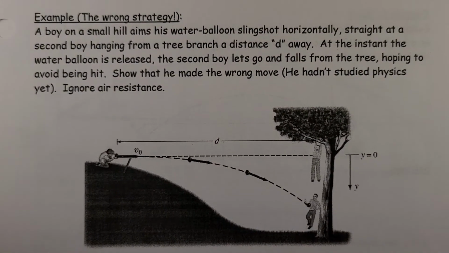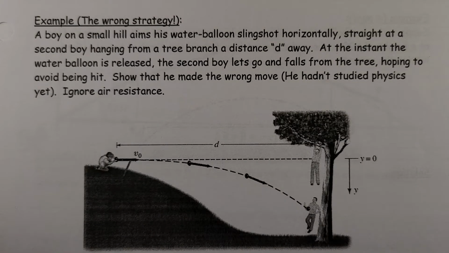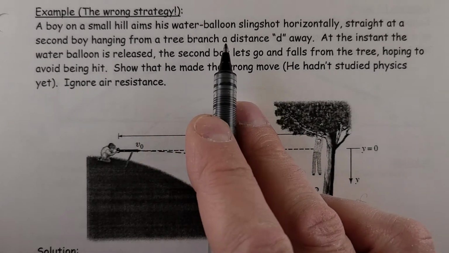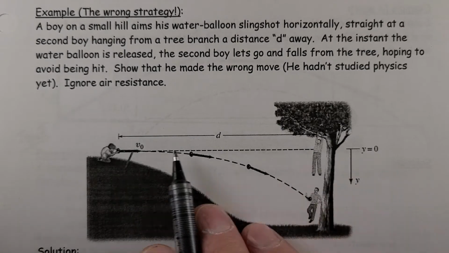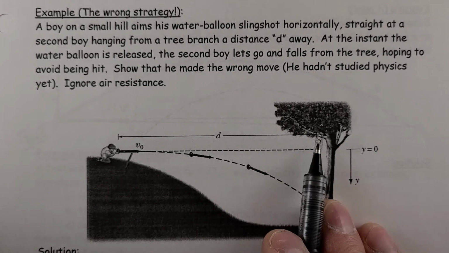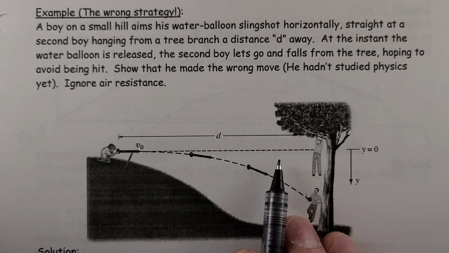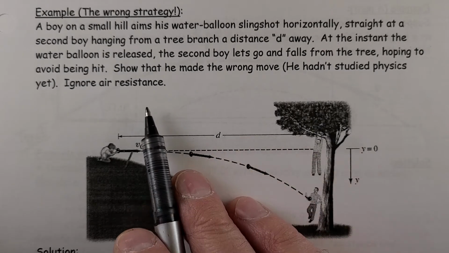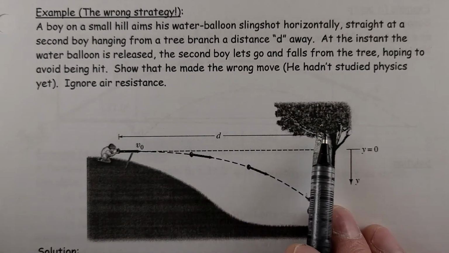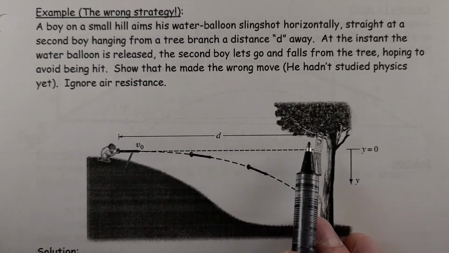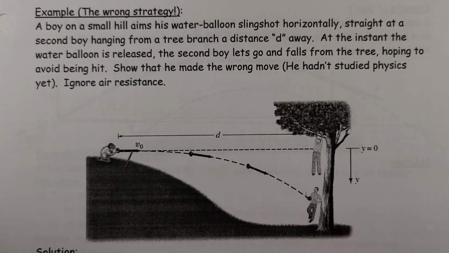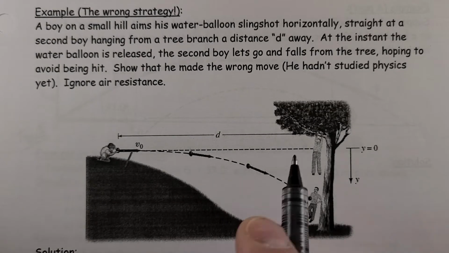But before we do that, let's take a look at the next page, this scenario here. We'll talk about this because it really is a horizontal case. A boy on a small hill aims his water balloon slingshot horizontally straight at a second guy who's sitting up here, a distance of D away. At the instant the water balloon is released, the second boy lets go and falls from the tree because he thinks, oh my gosh, I can see this, I'm going to get hit, but if I let go, the ball will just go over my head. That's his rationale.